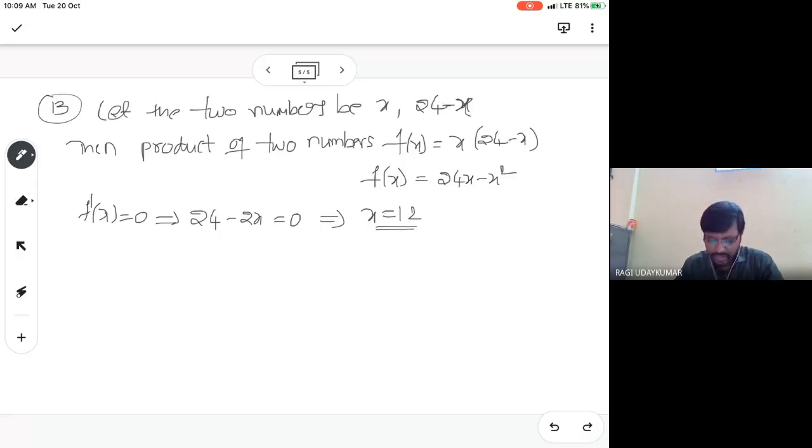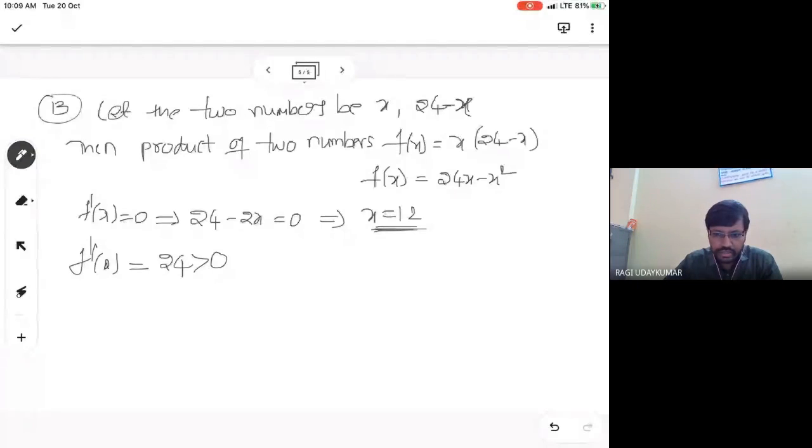Why the second derivative test? You are going to get only a single point, and at this point we have to find out whether there is a maxima or minima. So find f double dash of x. What is f double dash of x you will get? You are going to get 24, which is greater than 0.